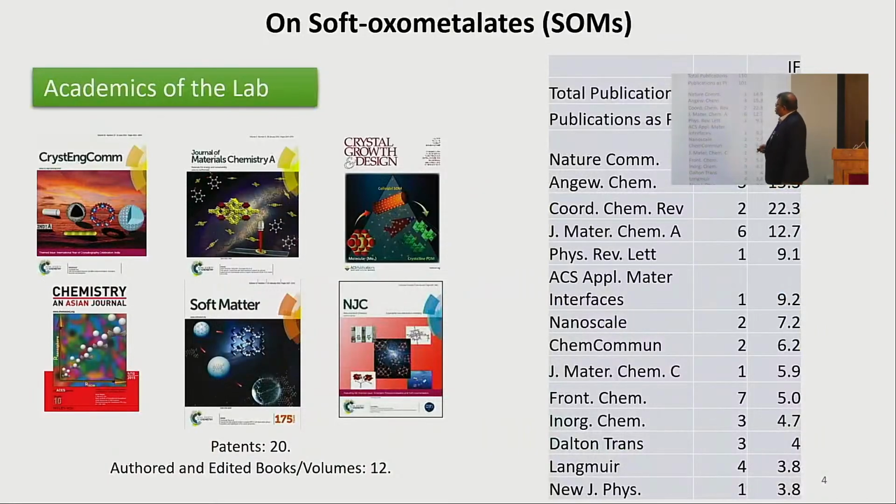Anyway, about our academics, let me just tell you about our lab. Our lab is an excellent lab, for example. So far we have published around 110 publications in good journals like Nature Communications, Angewandte Chemie, Coordination Chemistry Reviews, Journal of Materials Chemistry A, and so on. We also have a few patents, and we have co-authored a few books.